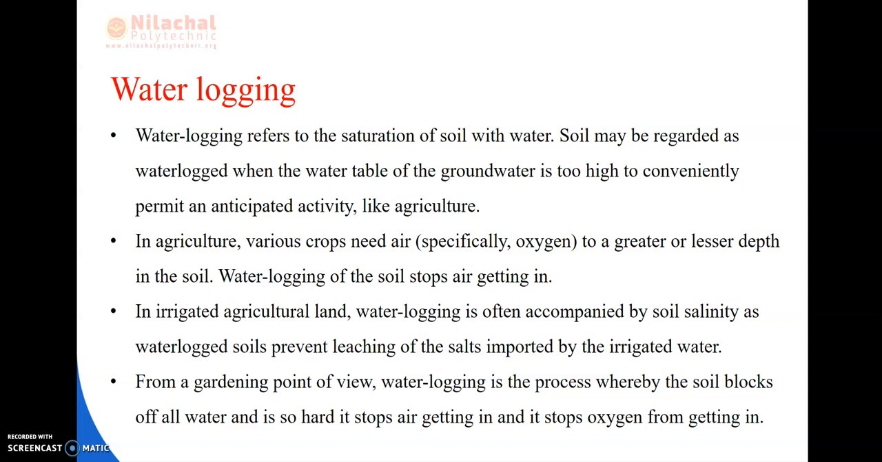From a gardening point of view, waterlogging is the process whereby the soil blocks off all water, and it is so hard it stops air and oxygen from getting in. So from this we know that waterlogging is the saturation of the soil with water, and soil may be regarded as waterlogged when the water is full in the soil, may be alkaline in nature, and the plants do not grow properly. That is known as waterlogging.